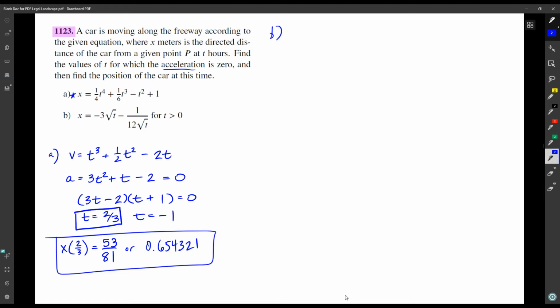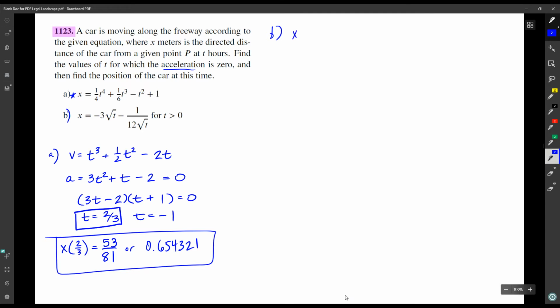Find the values of t for which the acceleration is 0, and then find the position of the car at that time. In part B, we have x equals negative 3 root t minus 1 over 12 root t, for all t positive.